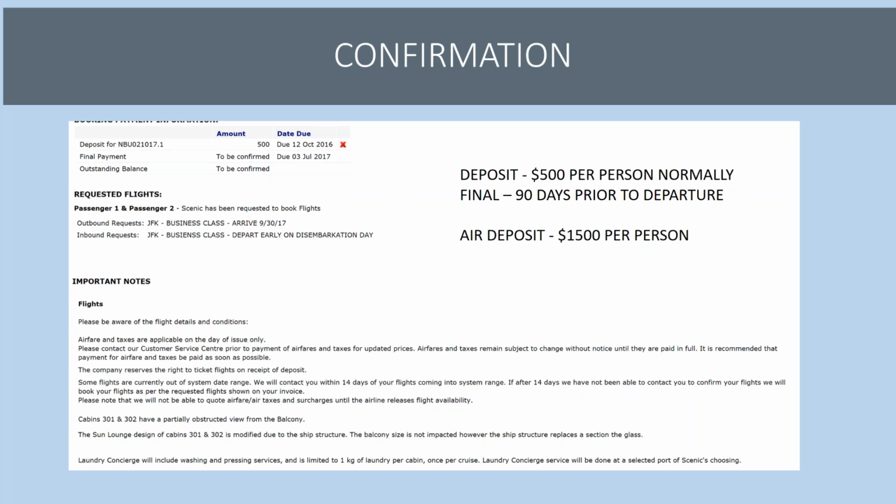The final payment is due 90 days prior to departure. The only other payment they would owe us is air deposit if we are doing their air. We actually go out and buy that airfare, so we ask for an additional deposit of $1,500. It's not an additional cost. That $1,500 per person is taken out of their final payment. So it's just that we need to cover that cost.